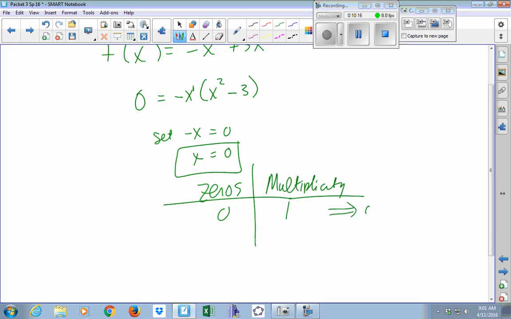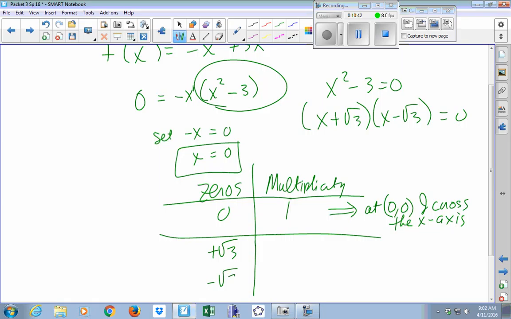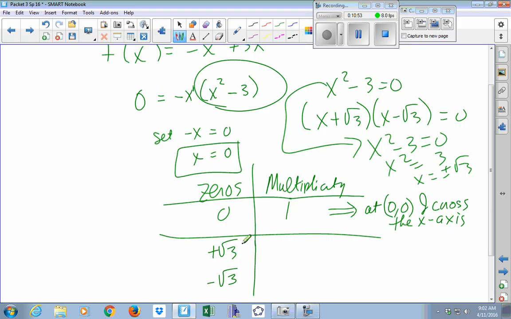And that means I know at 0, 0, I cross the x-axis. That's what it tells me if I were to graph. Now this one, when you set it equal to 0, x squared minus 3 equals 0, you have two answers. You can either factor this so it looks like this, and see that you have plus square root of 3 and negative square root of 3, or you could use the other method, and hopefully you won't forget that when you square root both sides, you've got plus and minus for your answer. So these are the exact zeros, plus square root of 3 and minus square root of 3.